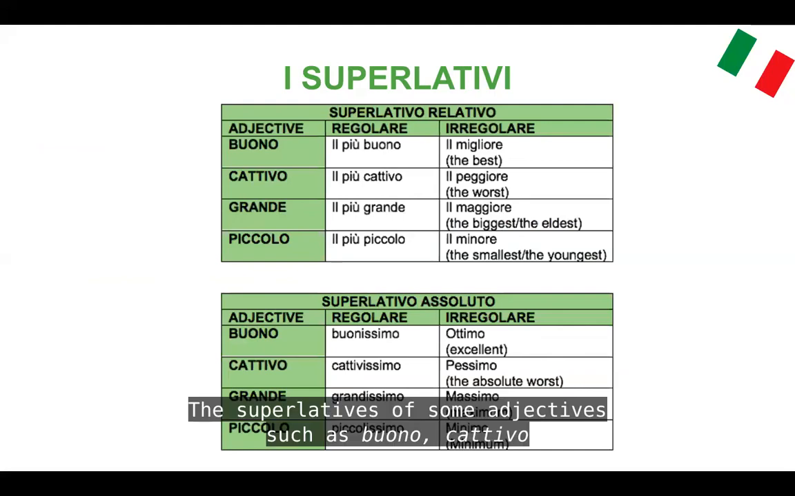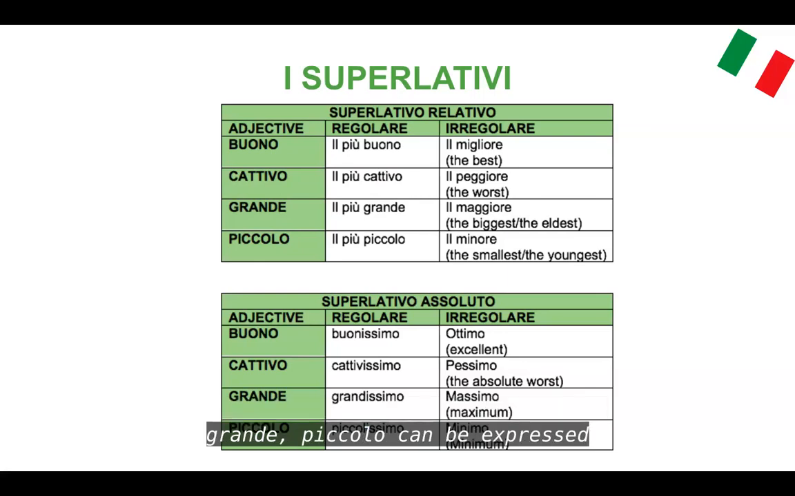The superlatives of some adjectives such as buono, cattivo, grande, piccolo can be expressed in two different forms, the regular ones, which are the ones that we have just seen, and the irregular ones. So, for example, for the relative superlative, I can say il più buono or il migliore, il più cattivo or il peggiore, il più grande or il maggiore, il più piccolo or il minore.